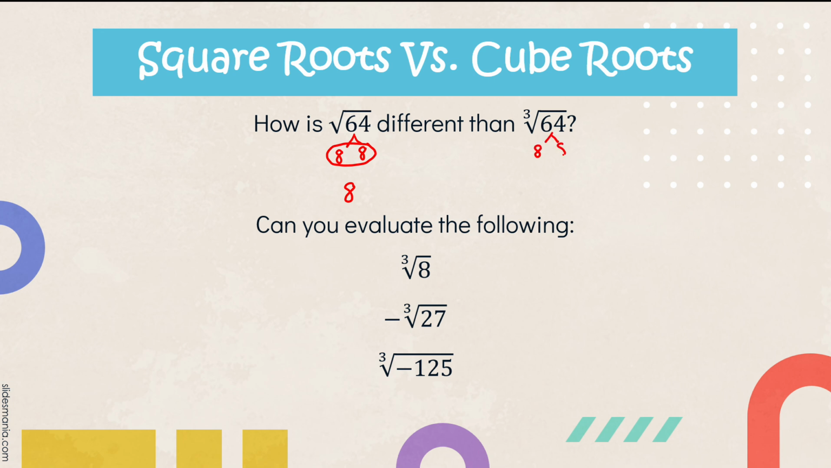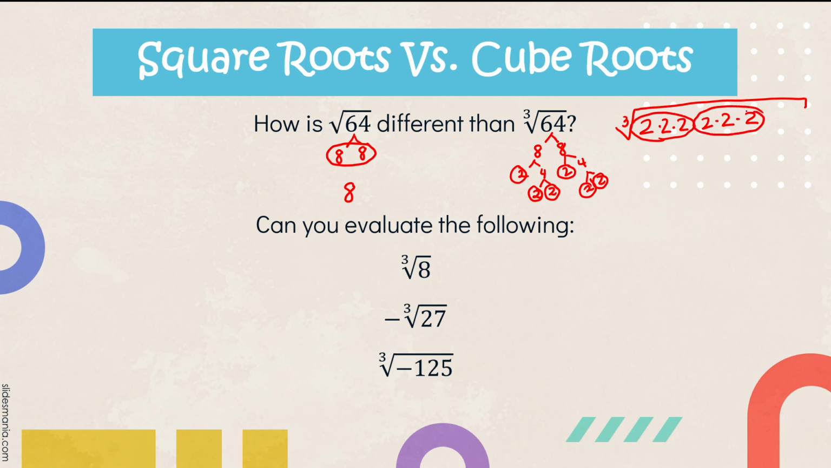So I can't stop necessarily at 8 and 8. I would need to keep going to 2 and 4, and then 2 and 2, and then the same thing on this other side, 2 and 4, and then 2 and 2. So the cube root of 64 is the same thing as 2 times 2 times 2 times 2 times 2 times 2. Just like in square roots, if I have the set that I need, which here it's a set of 3, that set comes out of the cube root and becomes just a single of it.